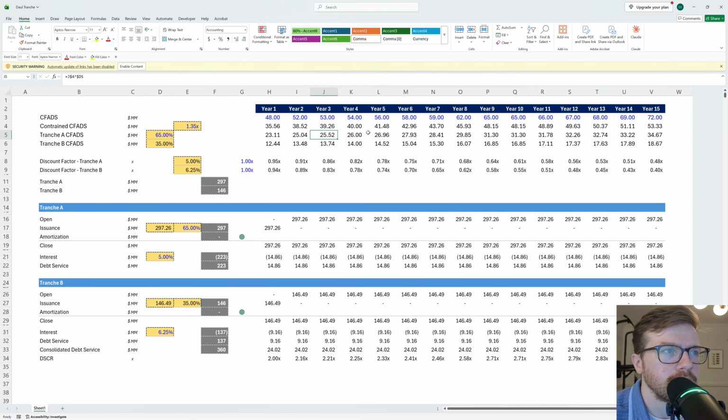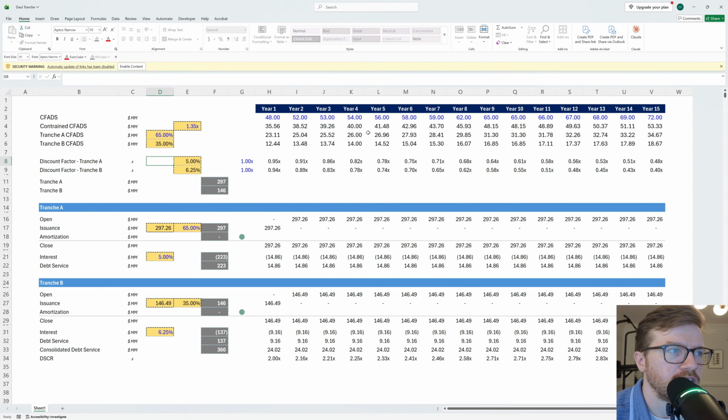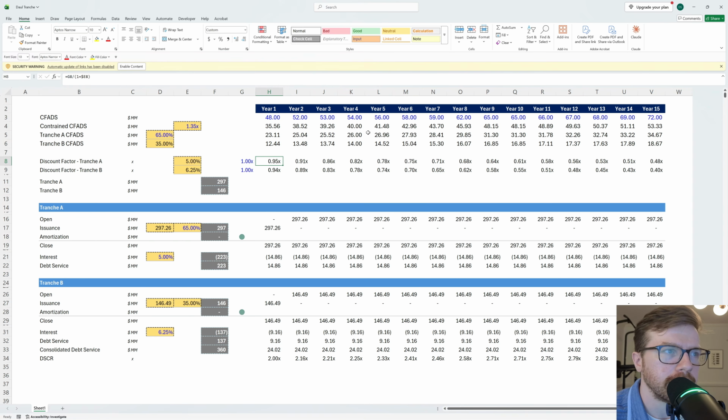So once you've allocated your constrained CFADS, you're going to set up your discount factors based on the prevailing rate in each of the tranches. So these discount factors are like we set up every discount factor. You're going to have a 1 before your sizing period and then simply 1 plus your periodic interest rate in each of these periods to get you your discount factor. So that's going to get you your actual debt size per tranche.